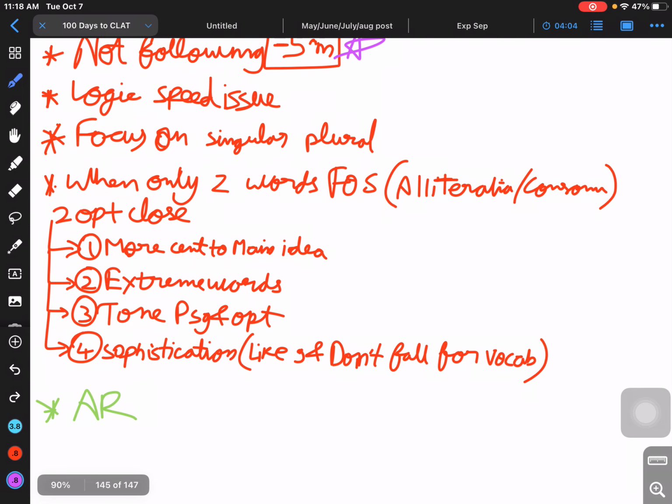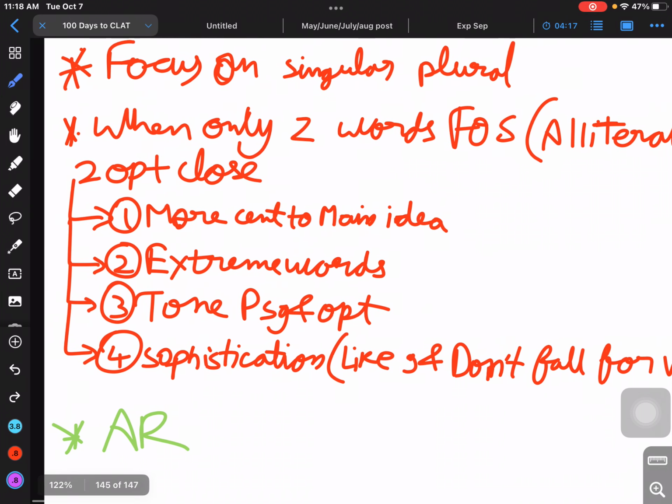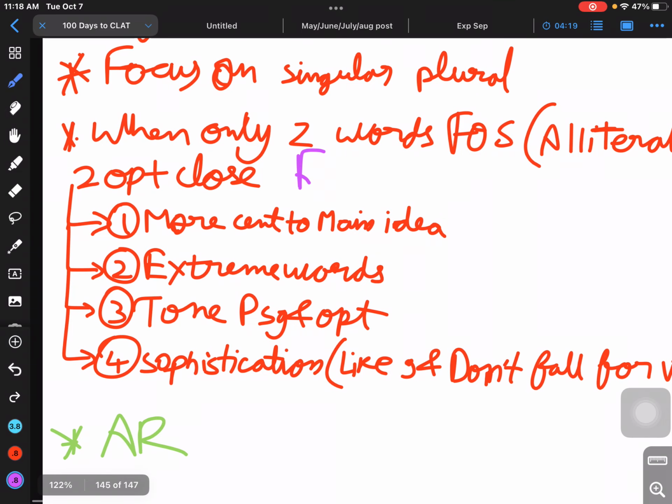When there are only two options, two words, in figure of speech: when there is figure of speech, generally the answer is metaphor, but if there are only two words, then it is generally alliteration or consonants. This is a general observation of mine. Okay, this is the English framework. You guys can also copy, or you guys can also make some suggestions for me on this part.